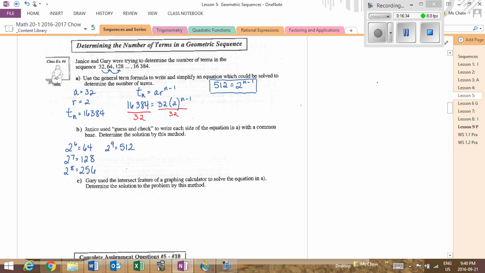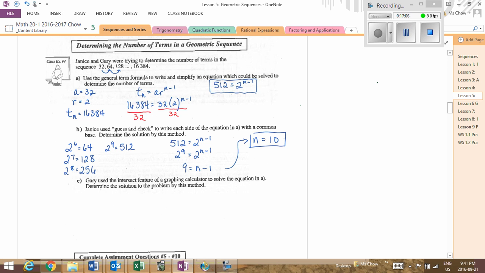So because 512 is 2 to the 9th, we can substitute that in. So rather than writing 512, 2 to the 9th is equal to 2 to the n minus 1. Because the bases are exactly the same, the exponents must be the same. So 9 must equal n minus 1. So from there, very quickly, we should be able to say, adding 1 to each side, that n is 10.